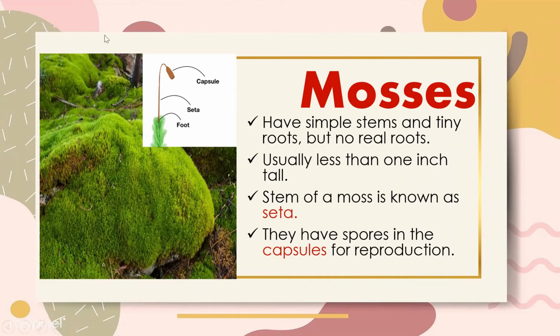Okay, so look at this one, the white picture. We have the capsule. Okay, so this is for reproduction. Next, we have seta. Okay, so this is the stem of a moss. Then we have the foot of a moss. Okay, again, mosses have simple stems and tiny roots, but no real roots. Usually less than 1 inch tall. Okay, so the stem of a moss is known as seta, and they have spores in the capsules for reproduction.